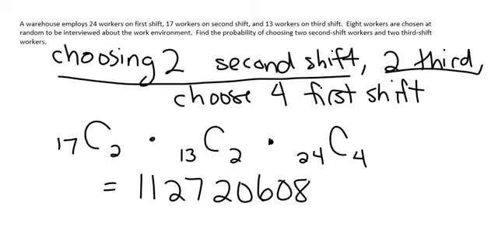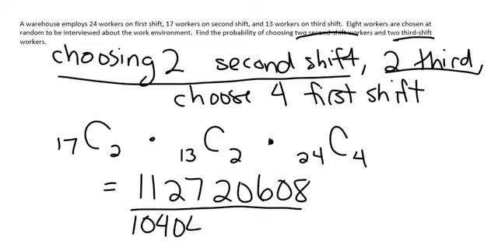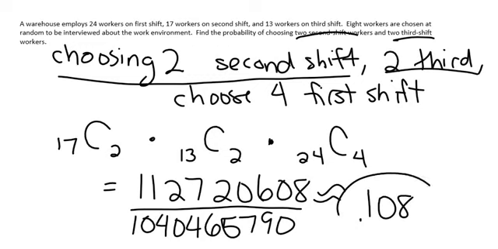Okay, now taking the number that we found, this is how we choose that specific set of 2 second shift workers, 2 third shift workers, 4 first shift workers. And remember that the probability is going to be the number of ways we can do that over the total number of outcomes in the sample space. And that was what we first calculated, which was 1,040,465,790. Plugging that into my calculator, I find approximately 0.108. So the probability of choosing 2 second shift workers and 2 third shift workers is 0.108.